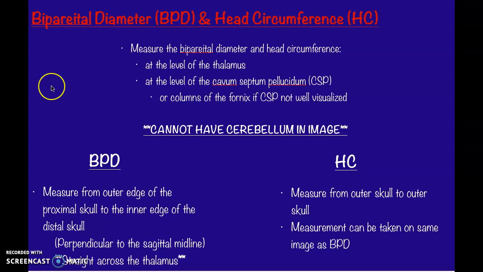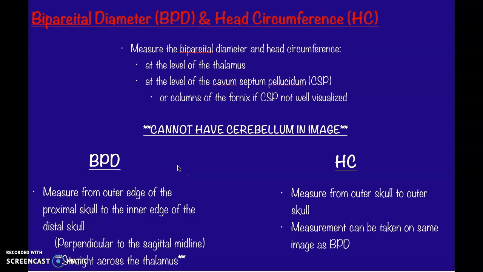Next is going to be the biparietal diameter, BPD, and head circumference, HC. So you want to measure the biparietal diameter and head circumference at the level of the thalamus and at the level of the cavum septum pellucidum, or columns of the fornix if CSP is not well visualized. You cannot have cerebellum in the image.